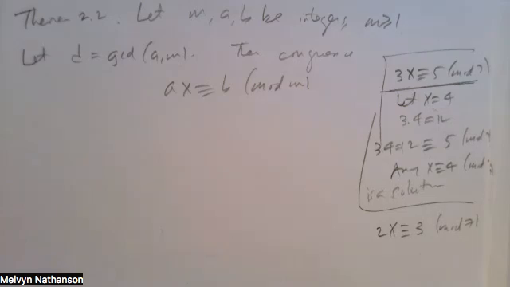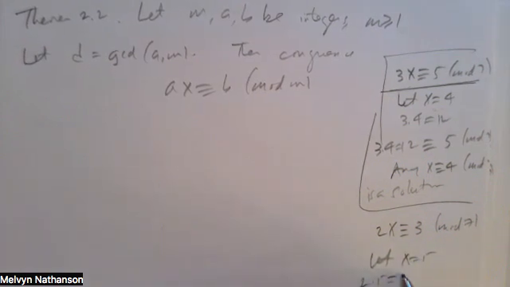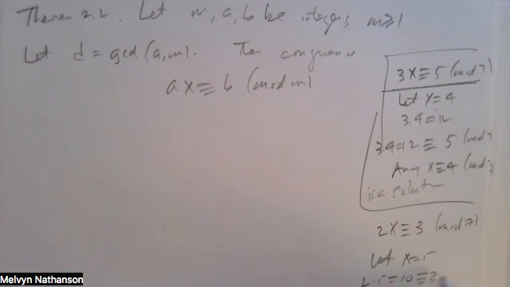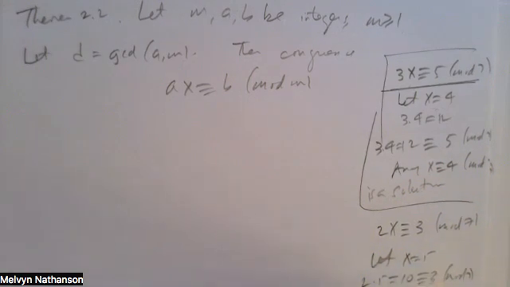Again, just plug in all the numbers, 0, 1, 2, 3, 4, 5, 6. How about 5? Excellent. So suppose we let x equal 5. 2 times 5 is 10, and 10 is congruent to 3 mod 7. And you can take any number that's congruent to 5 mod 7. For example, 12.